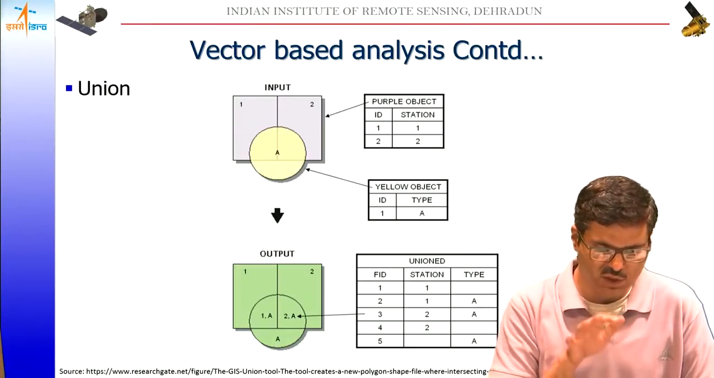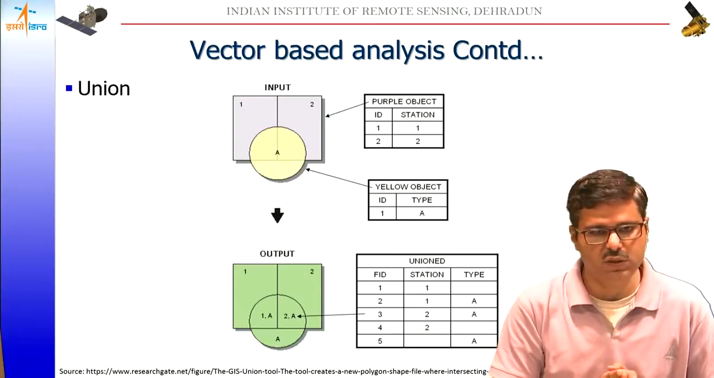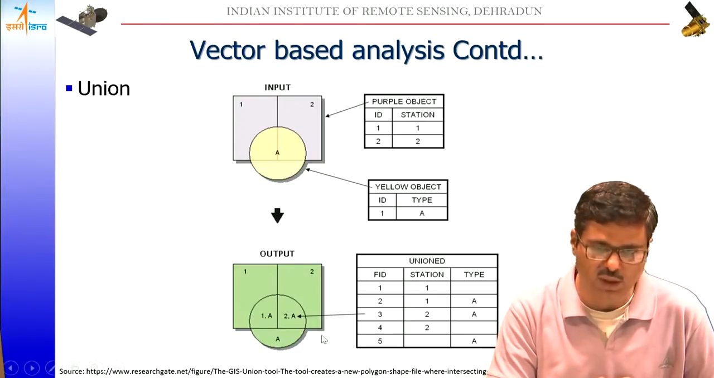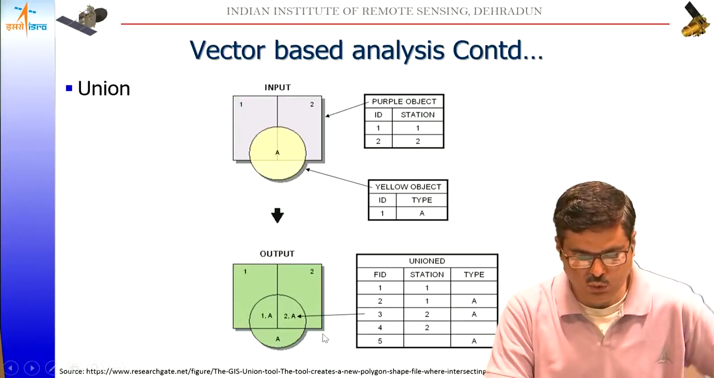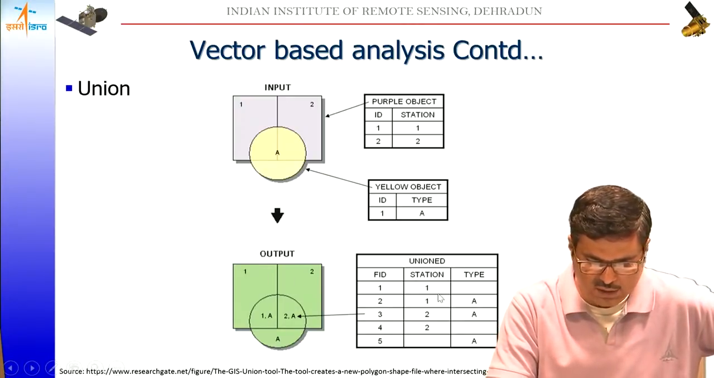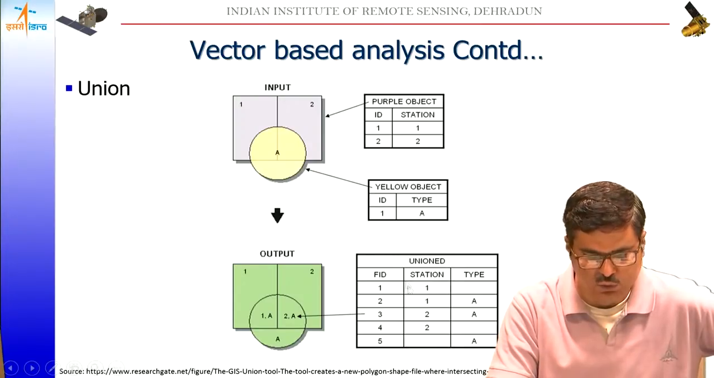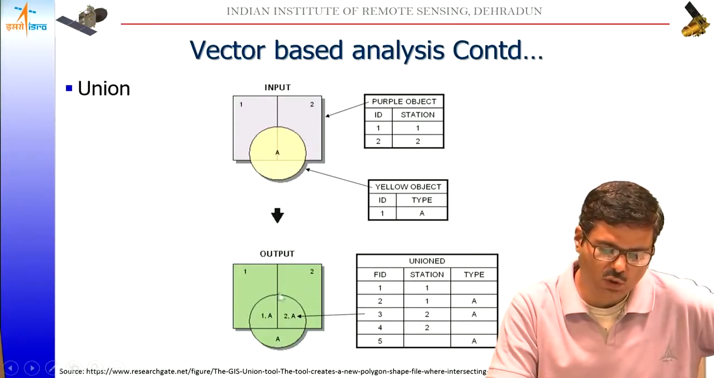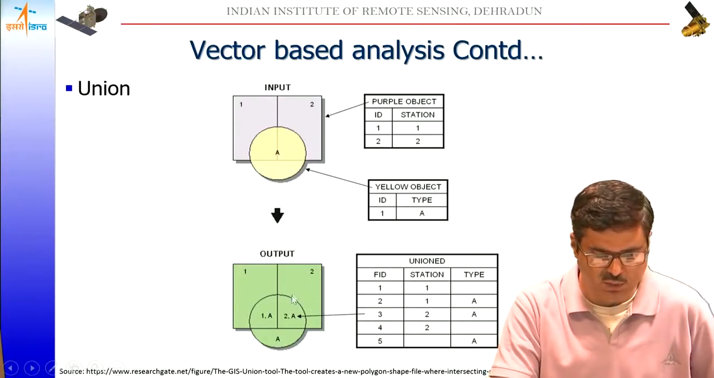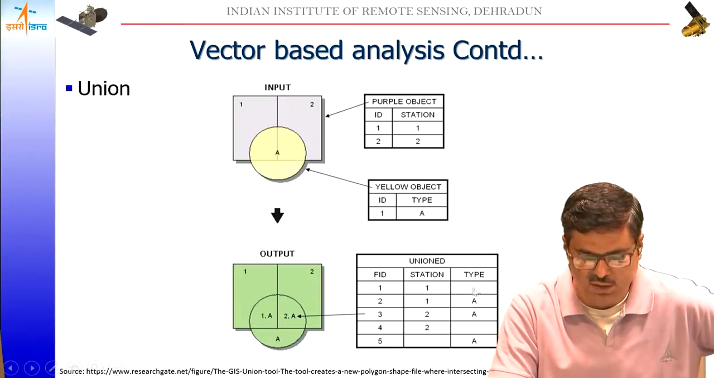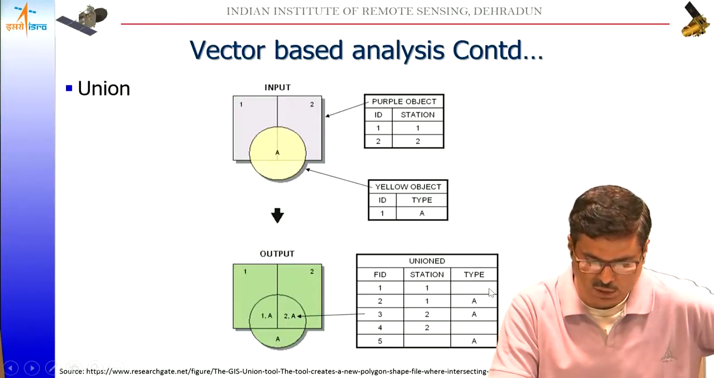Again, in this case we are doing an overlay, but the operation is a union. Wherever there is an intersection, new polygons will be computed which have the fields from both the layers. If I talk about 1, you can see that it is deriving the information from the purple object, because there is no common region between A and the purple object, hence you will see a null value for the type.